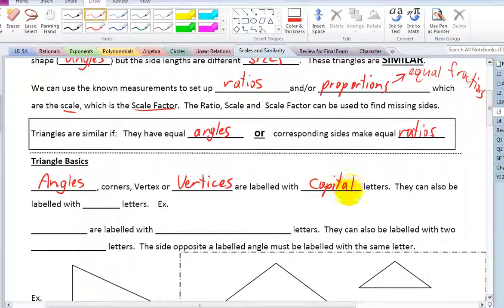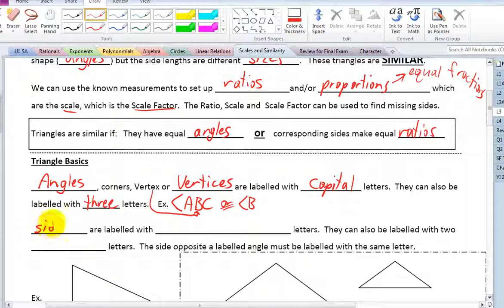Okay, so they're labeled with capital letters. They can also be labeled with 3 letters. So for example, angle ABC, or we can just talk about angle B, the vertex. Okay, so this here, the vertex, is the middle one. We've talked a little bit about that with circles.